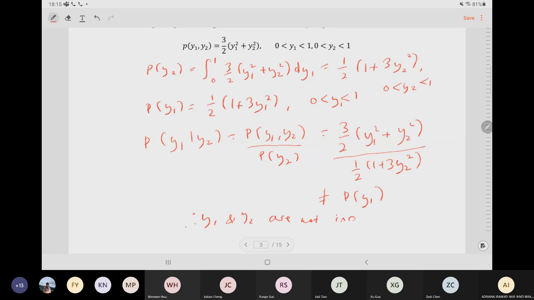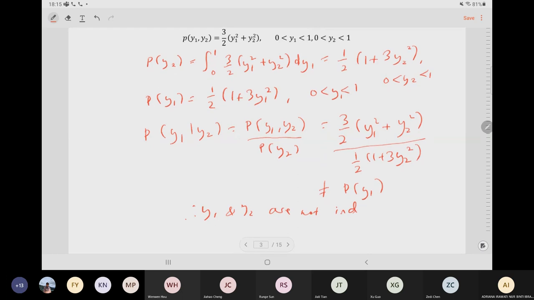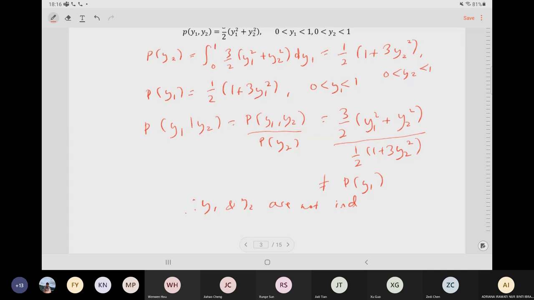So this means that from the joint and the marginal, we can see that they are actually exchangeable because the marginals of Y1 and Y2 are the same. So they are exchangeable, but they are not independent. This means that you can define a joint PDF where Y1 and Y2 have the same marginal but are not independent. So you can define something which is exchangeable but not IID. They have the same distribution, but they are not independent. That's why exchangeability is a weaker assumption than independence.